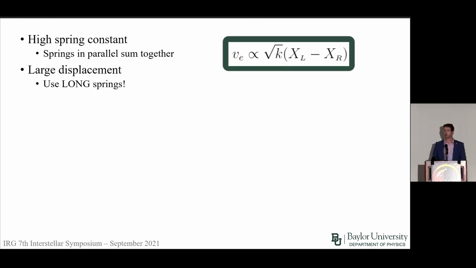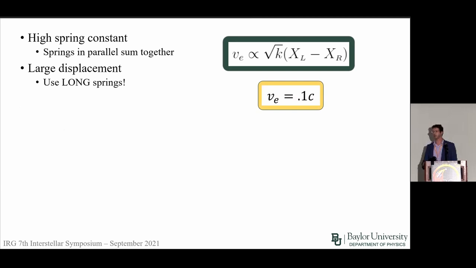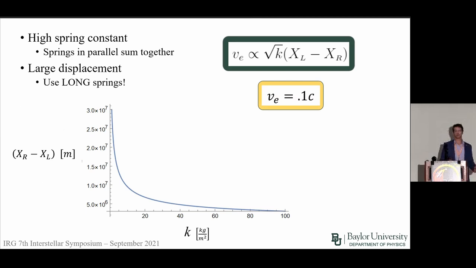So if we want to go a meager 10% of the speed of light, then we see that for low spring constant values, we need incredibly large distances. And this should make sense. We're trying to go 10% of the speed of light. We need incredibly large amounts of energy in order to move this speed. And we're talking distances on the order of the Earth to the Moon.